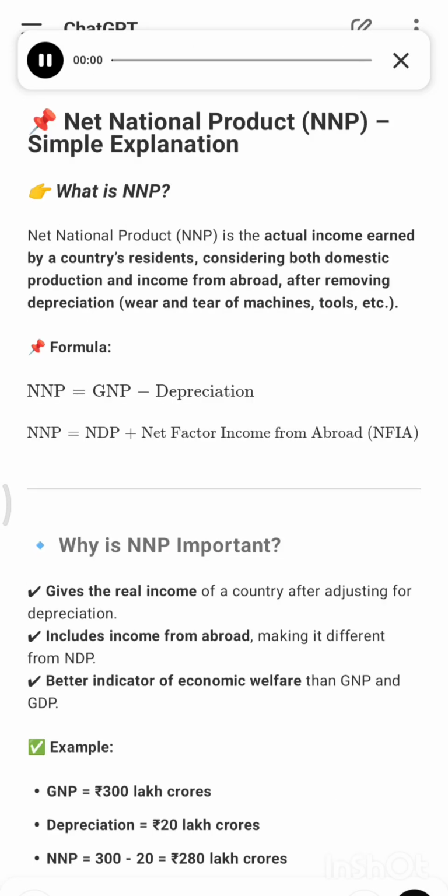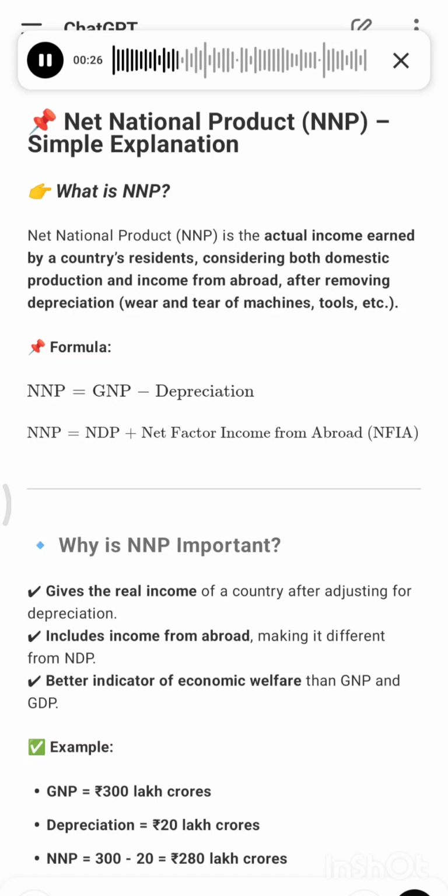Net national product, NNP, simple explanation. What is NNP? Net national product is the actual income earned by a country's residents, considering both domestic production and income from abroad, after removing depreciation, the wear and tear of machines, tools, etc. Formula: NNP equals GNP minus depreciation, or NNP equals NDP plus net factor income from abroad.